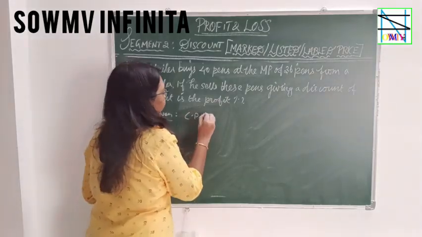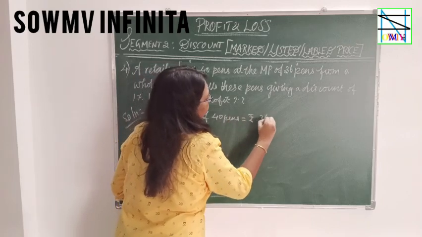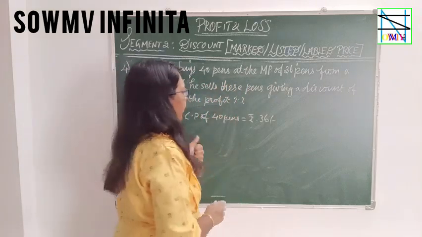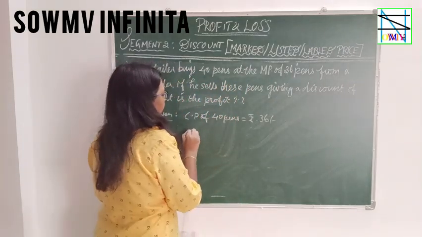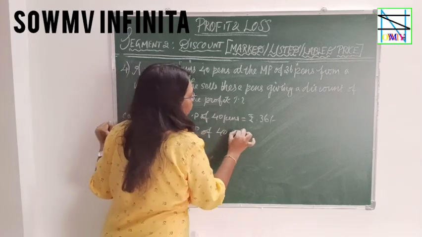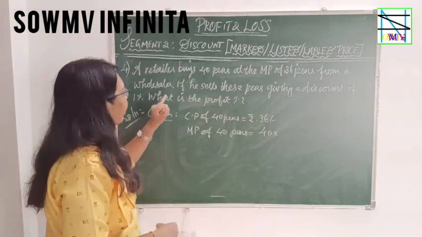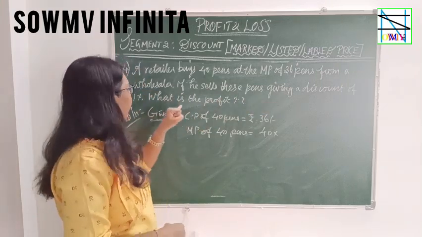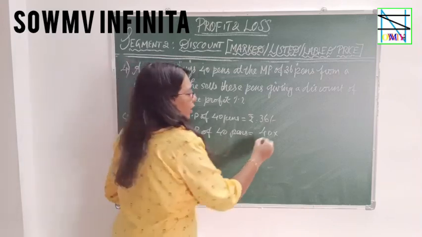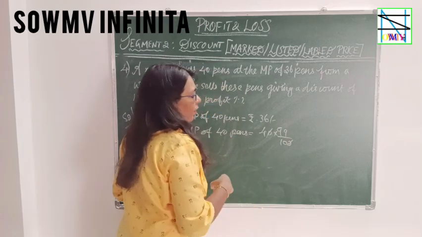So CP of 40 pens is rupees 36. Here 40 pens at the marked price of 36 pens. Therefore, the marked price of 40 pens is equal to 40 into, here, if he sells these pens giving a discount of 1%. So 1% discount means 100 minus 1 is 99, divided by 100. You can cancel this value, get the answer.